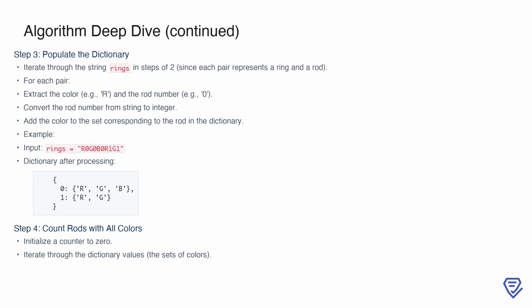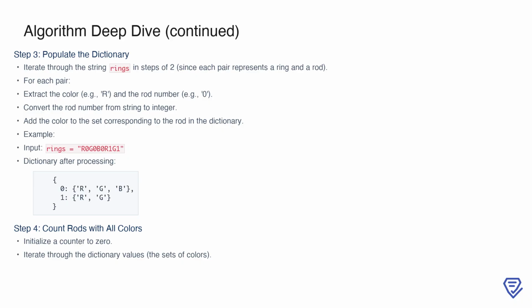Now, we populate the dictionary to map rods to the colors of the rings placed on them. By iterating through the ring string in steps of 2, we process each ring-rod pair. For each pair, we extract the color and the rod number, converting the latter to an integer. The color is then added to the set corresponding to the rod in our dictionary. For example, given the input rings equals R0G0B0R1G1, rod 0 will have the set R, G, B after processing, while rod 1 will have R, G.